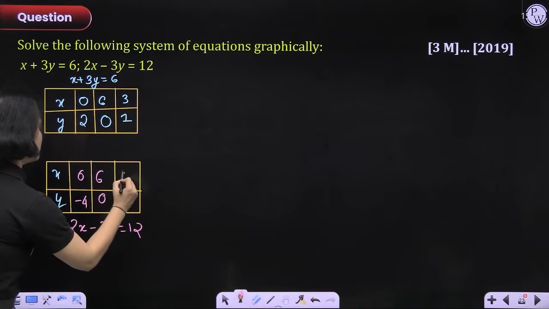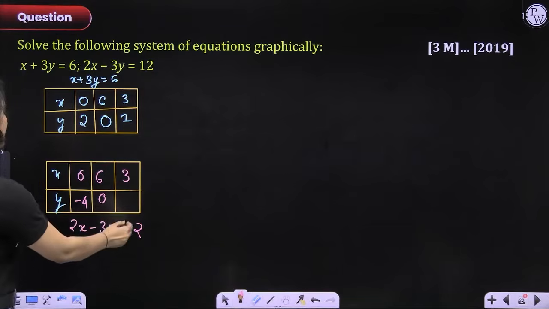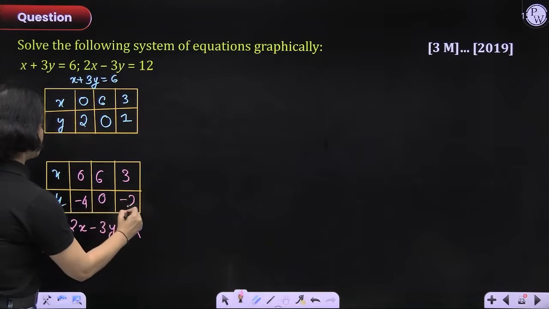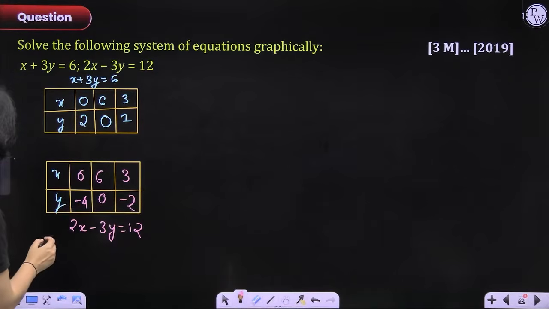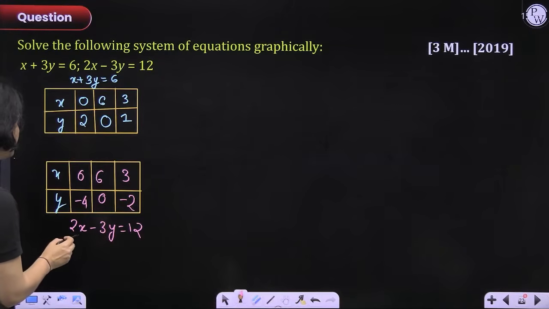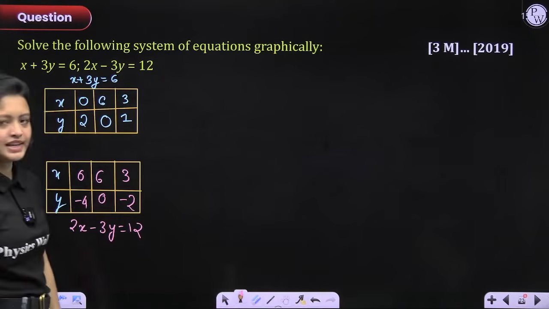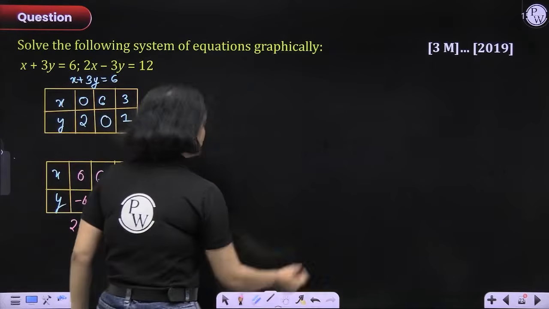Next, what I can do is I can put the value of x as 3. So I am putting the value of x as 3. So if I do that, what do I get? 6 minus 3y is equals to 12, so y is equals to negative 2, right? Yes. Okay.